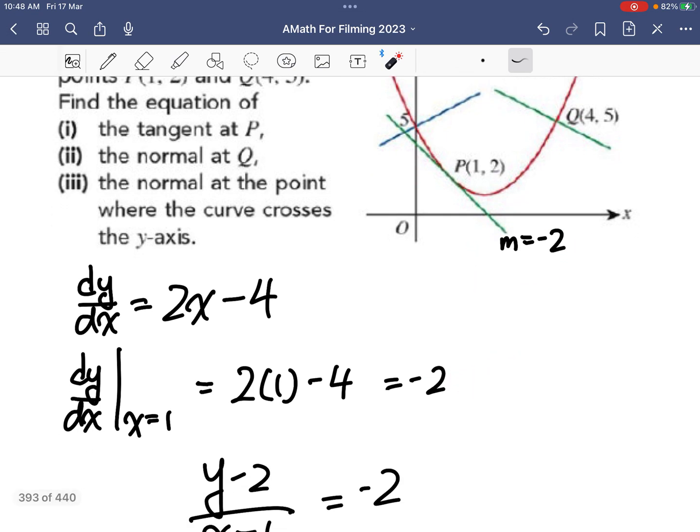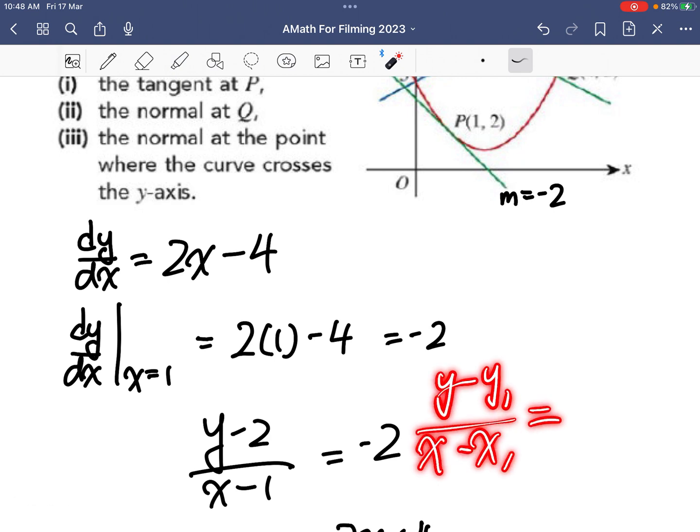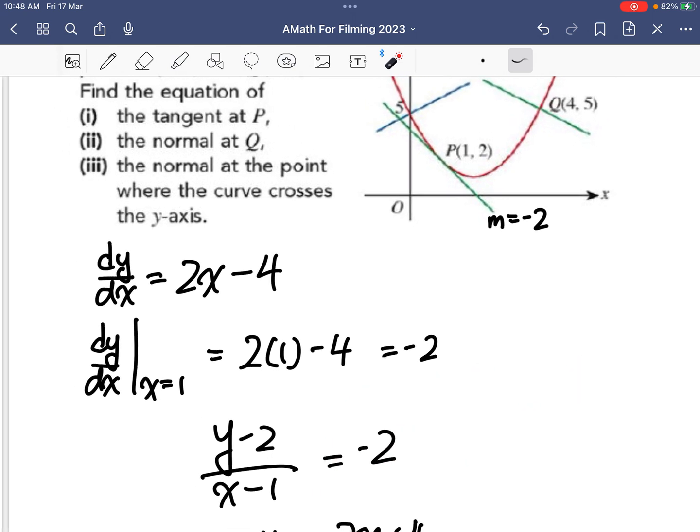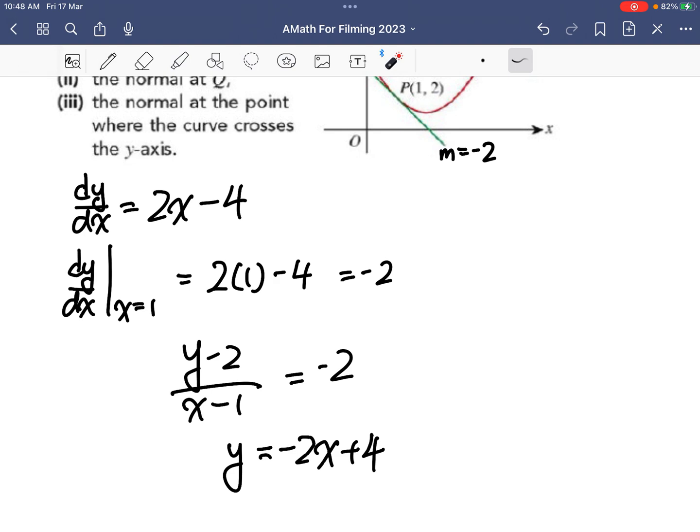Now, if I apply y minus y1 over x minus x1 is equal to the gradient. In this case, the gradient is -2. I can find the equation of my tangent at P itself. If you just solve this very quickly, you will get y equals -2x plus 4.